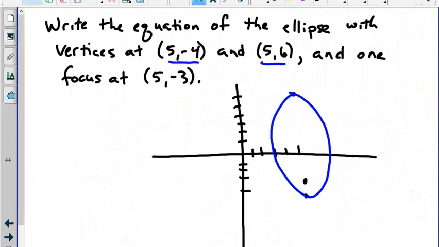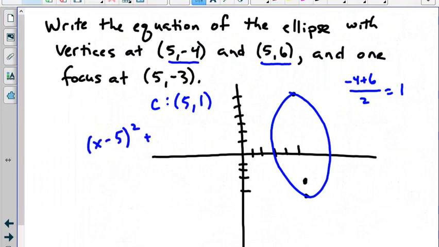The center is going to be directly in between those two vertices. So if you take the average of negative 4 and 6, because those are the things that are changing, you end up getting 1. So our center is at 5, 1, which means that we have x minus 5 squared plus y minus 1 squared divided by a couple numbers equals 1. Our job is to figure out what those numbers are.